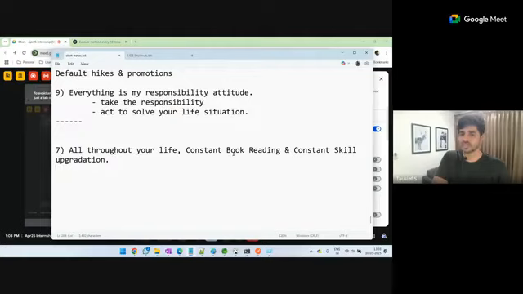All throughout your life, do constant book reading and constant skill upgradation. Means courses, certifications, whatever helps you in your technical growth, constantly do it. Whether you need it or not, keep doing it. Latest things are happening. IT is dynamically changing. If you stop upgrading yourself, within 1 year your knowledge can be outdated. So upgrade constantly. Once you get the job, spending like 500 or 1000 rupees on a Udemy course is nothing. Do that. But constant upgrade and constant book reading.